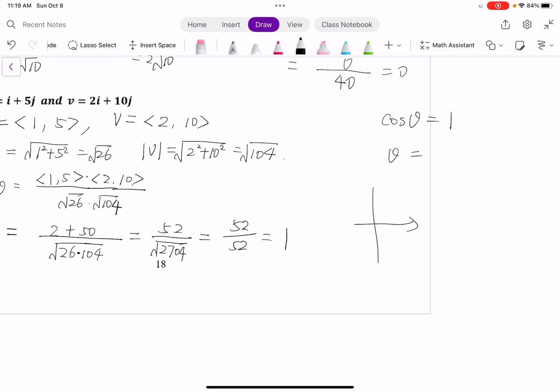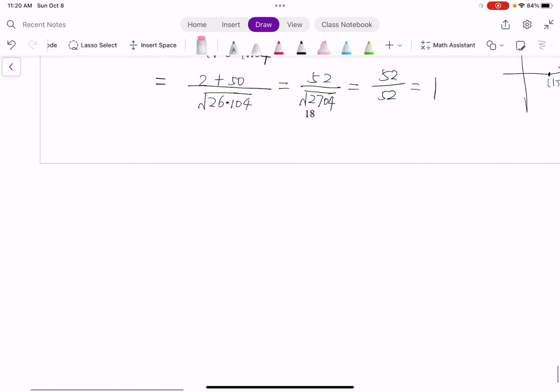Cosine theta equals 1. You can also use the unit circle. Cosine equals x over r. R in the unit circle is 1, so x equals 1. Where is the value x equals 1 on the unit circle? It's here, (1, 0). So theta equals 0 degrees. You cannot say 360, because for vectors, the angle between two vectors is between 0 and 180 degrees. You cannot have 360. Okay, so we are done for this question.